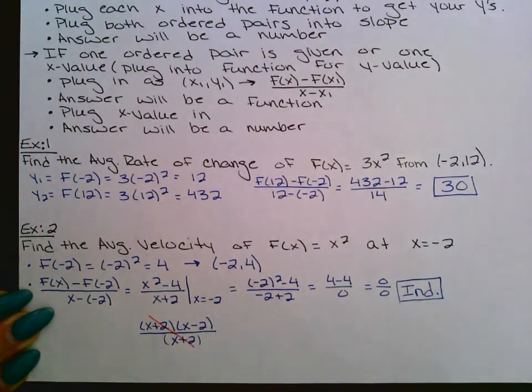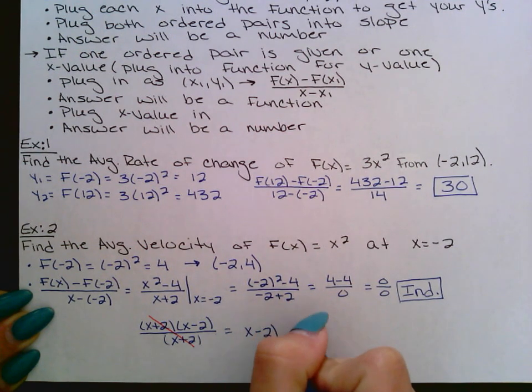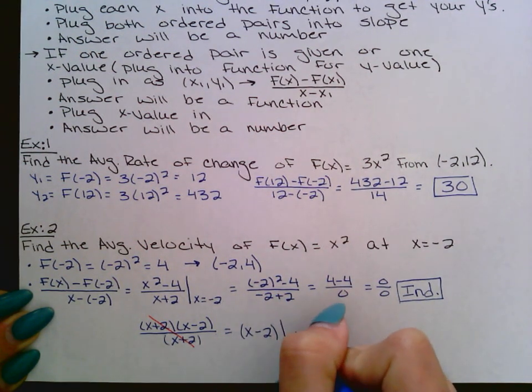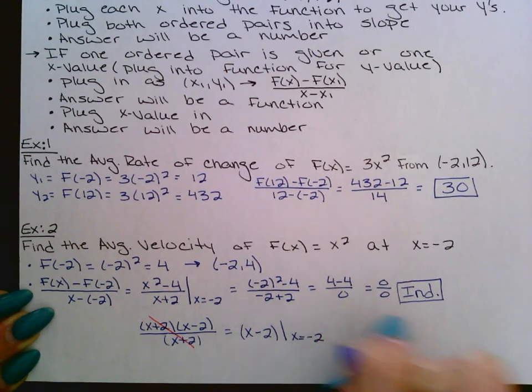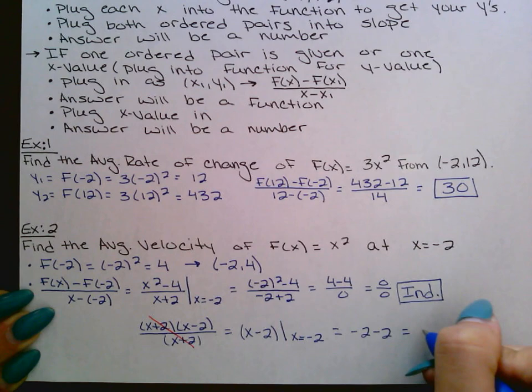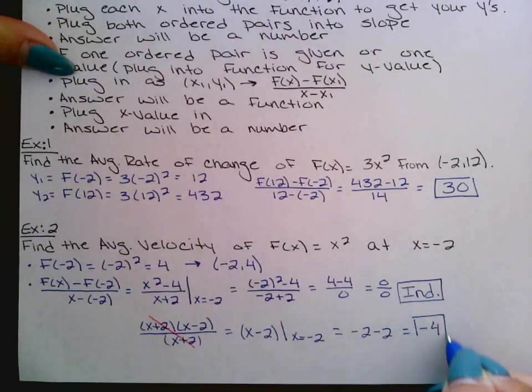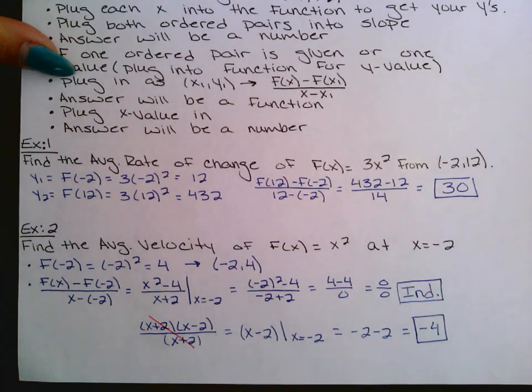So what I'm really working with now is the function x minus 2, and now I can plug in the -2, and I get -2 minus 2, which gives me -4. Now it worked. Now I got an actual number. Okay.